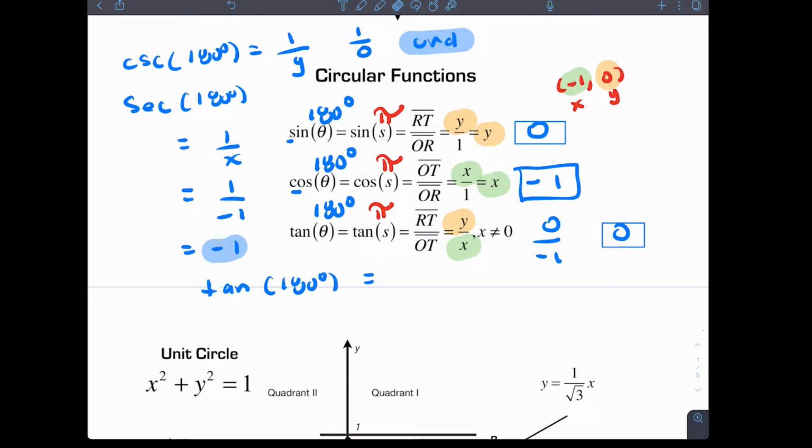Cotangent. That's going to be what? Definition, reciprocal: x over y. What's that going to be? Be careful. Yes, -1 over 0. And what happens now? Can't divide. Yes, be careful here.